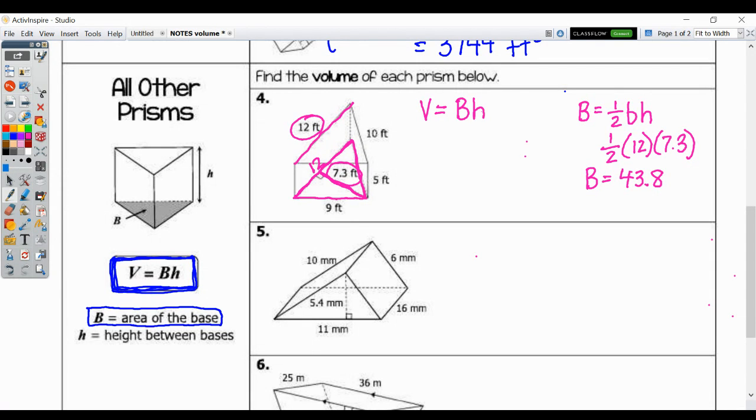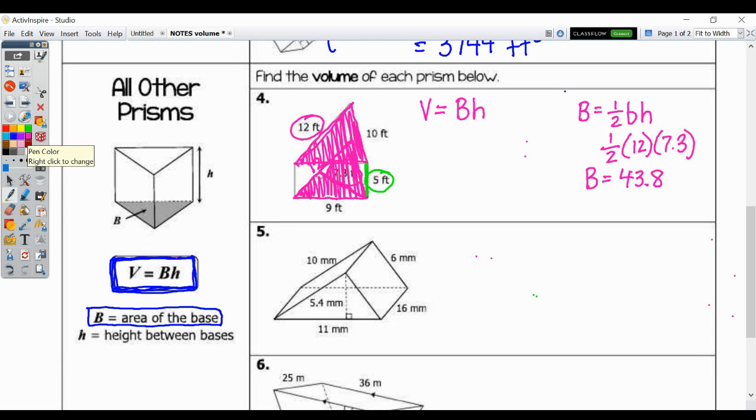The height is going to be the distance between your two triangles, between your two bases. So if I have this base down here, and then I have this base up here, the distance between those two bases is this 5. So that's going to be the height that I plug into H.